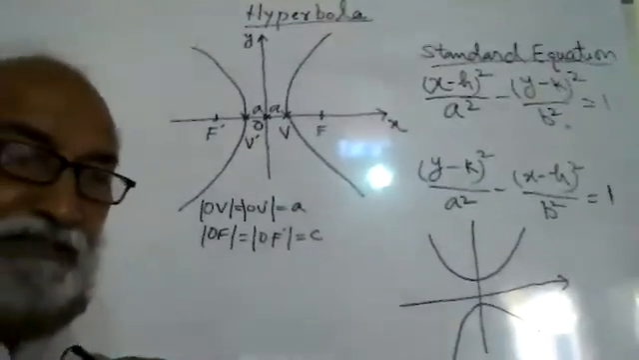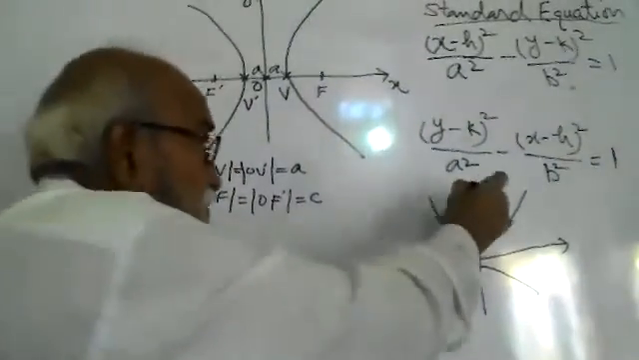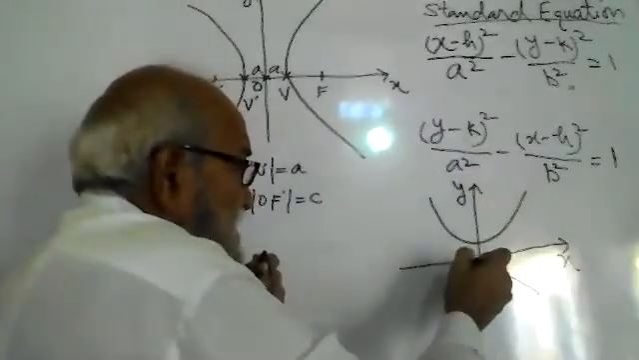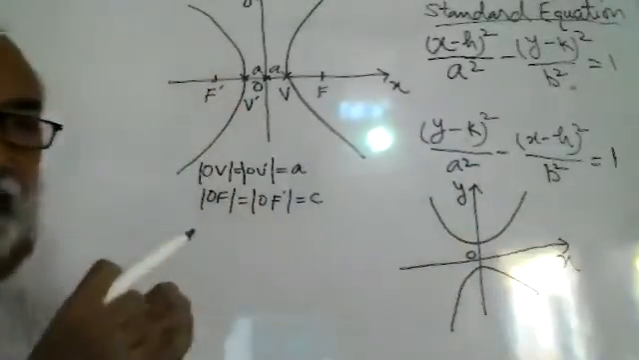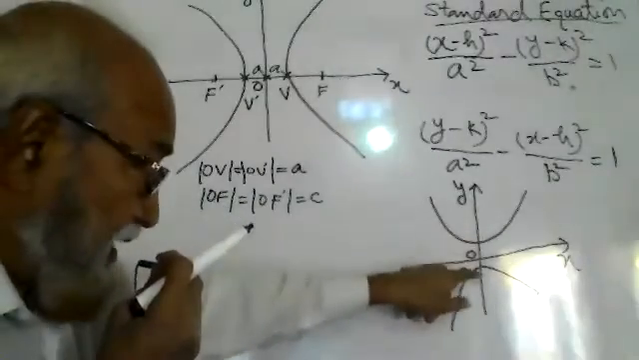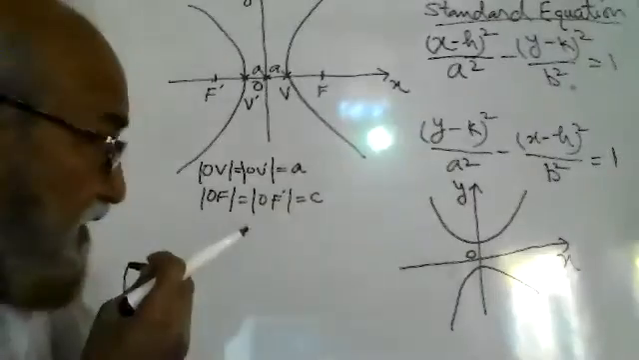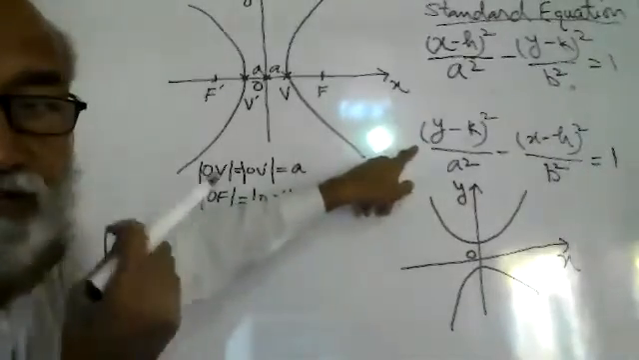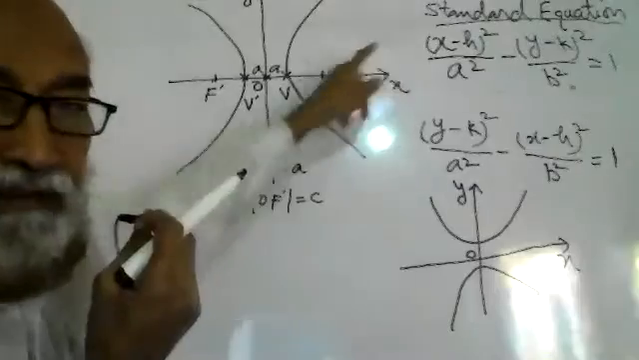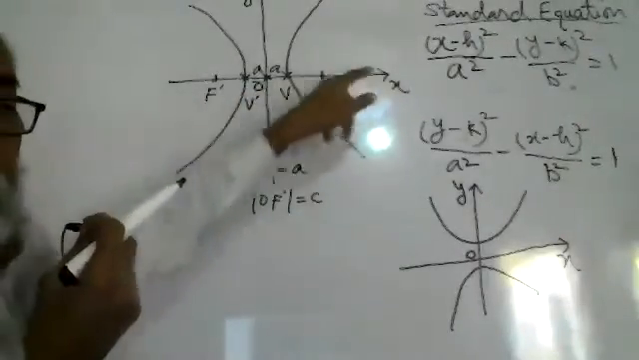The diagram will be in this way. Then the vertices and the foci will be on the y-axis. If y square is positive, if x square is positive, it will be in this way. The vertices and the foci will be along the x-axis.